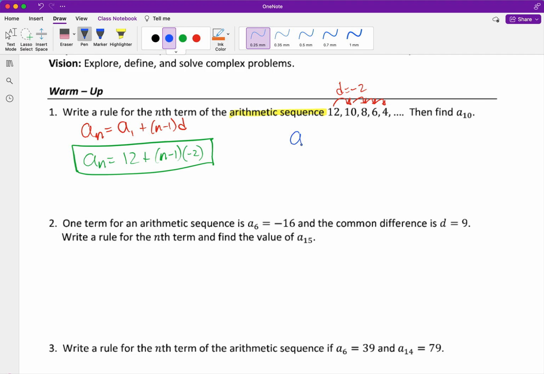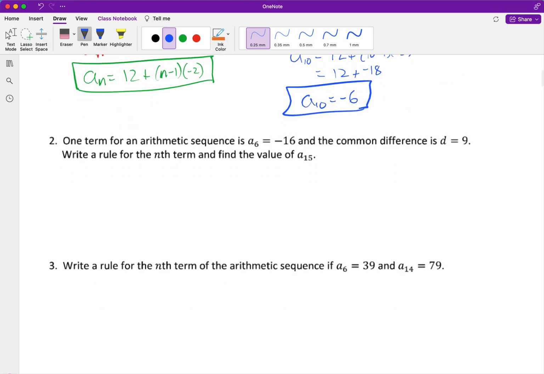If I want to find a_10, I'm just going to let n equal 10. So I'm going to have 12 plus (10 minus 1) times -2. So that's going to be 12 plus -18. And so a_10 is going to equal -6. And there you go. All right, next one, it says one term for an arithmetic sequence is a_6 equals -16, and the common difference is 9. Write a rule for the nth term, then figure out what a_15 is.